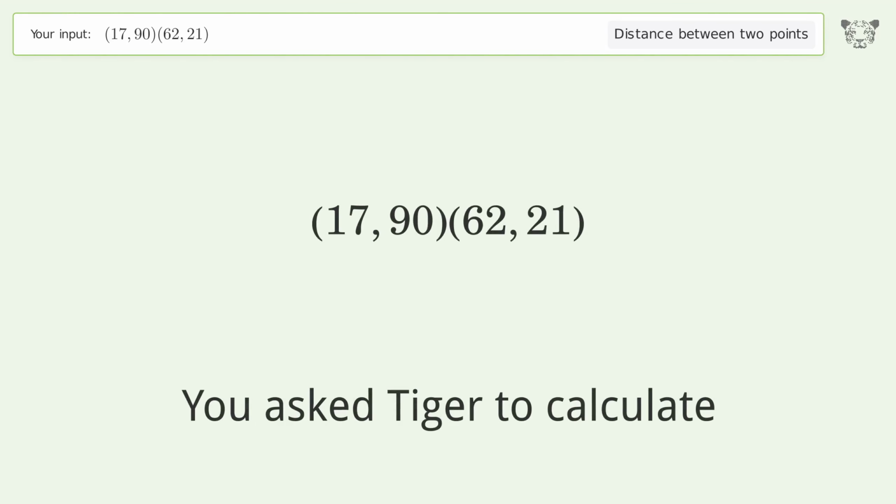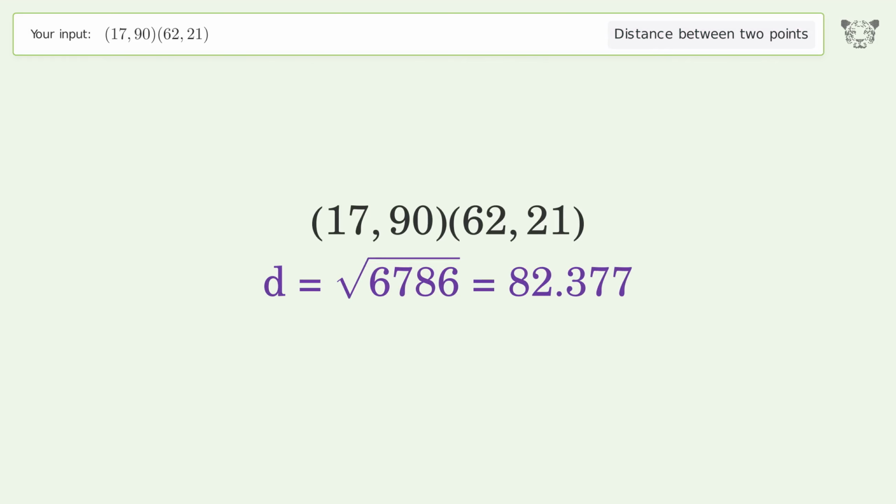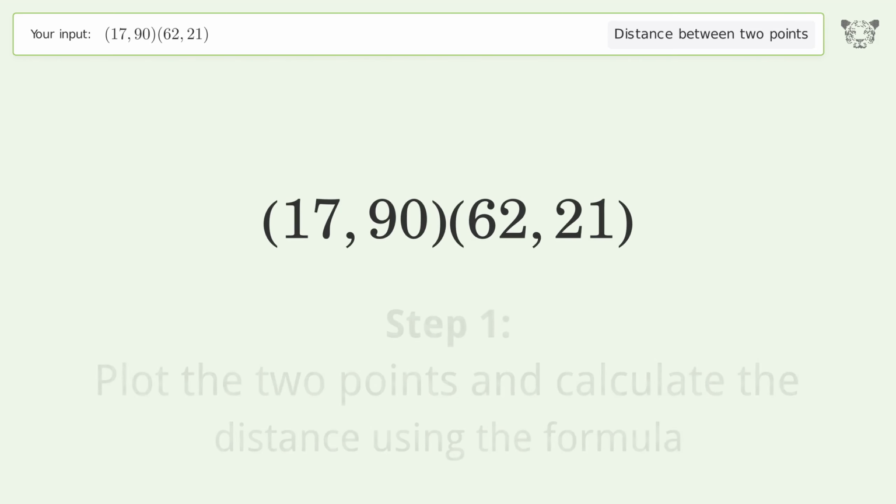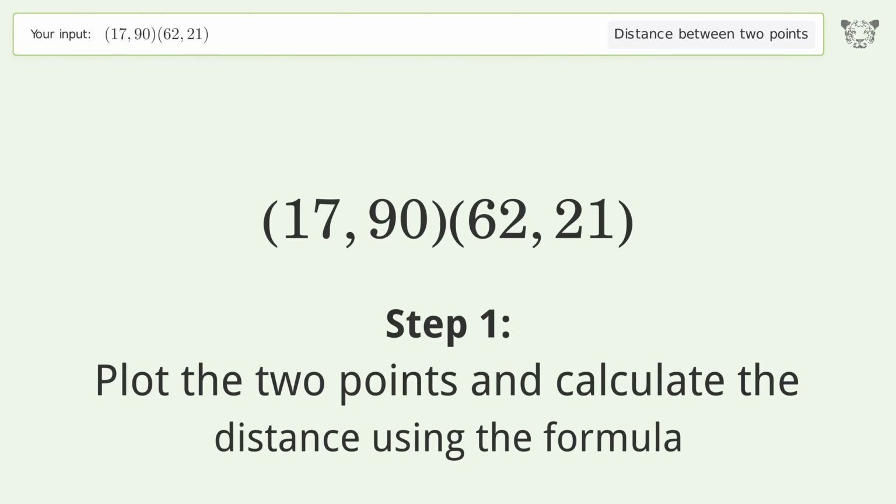You ask Tiger to calculate. This deals with the distance between 2 points. The distance between the 2 points is the square root of 6,786, or 82.377. Let's solve it step by step. Plot the 2 points and calculate the distance using the formula.